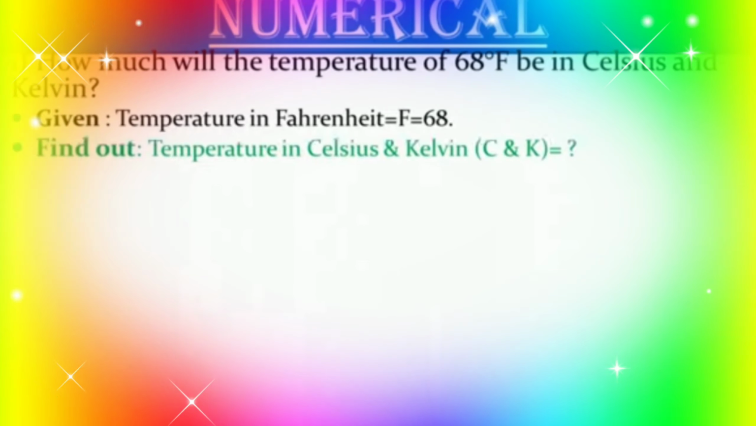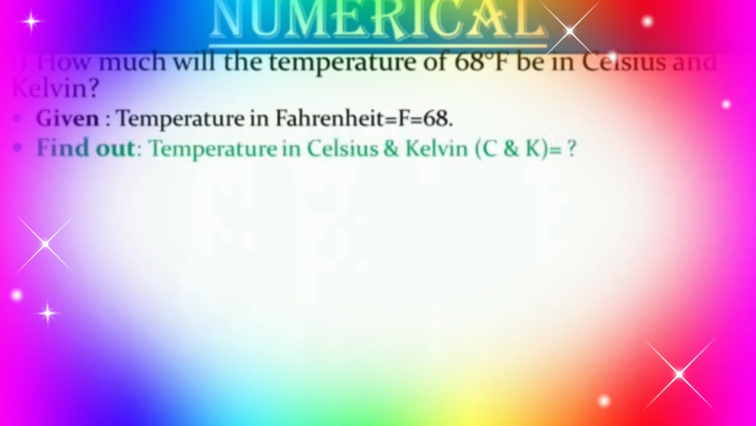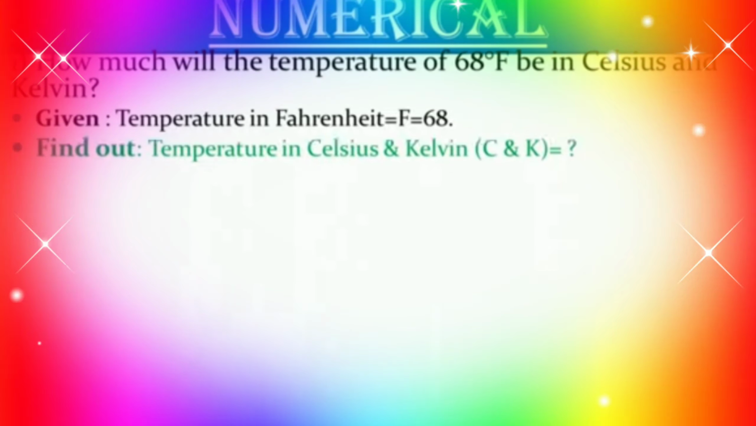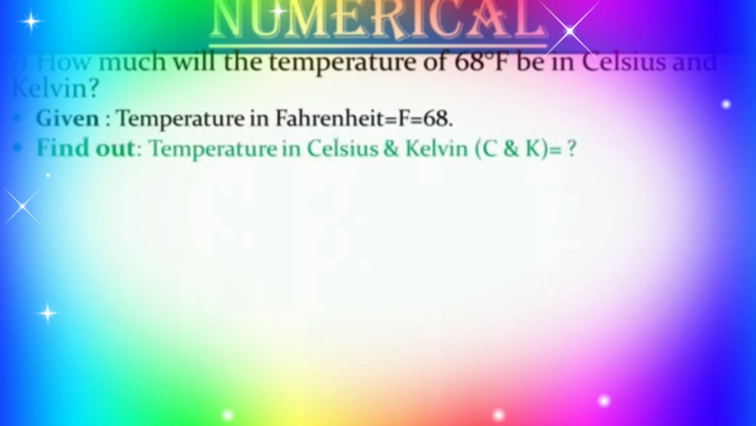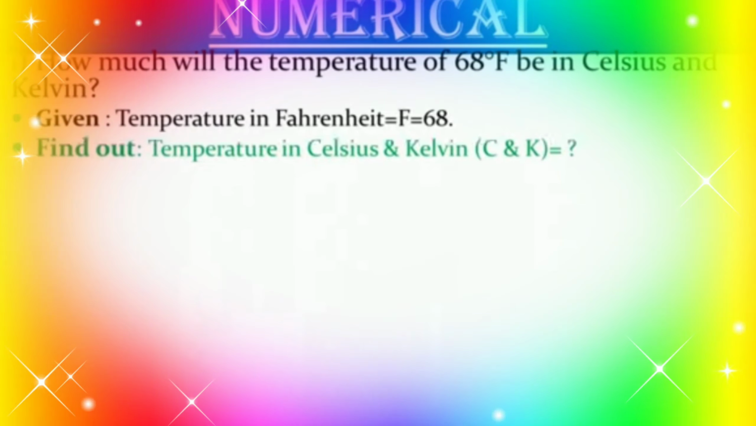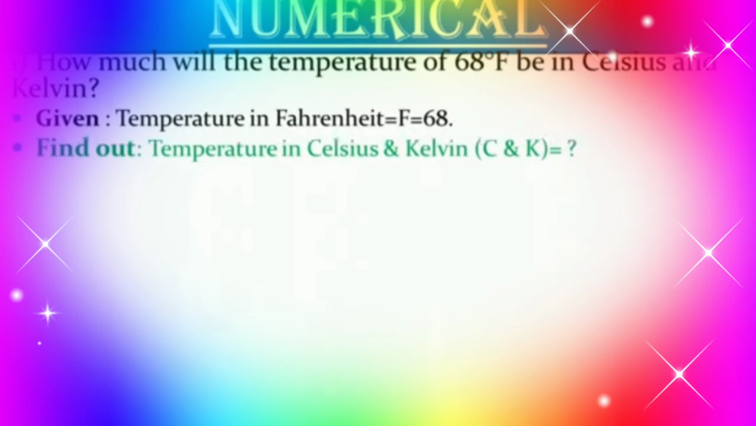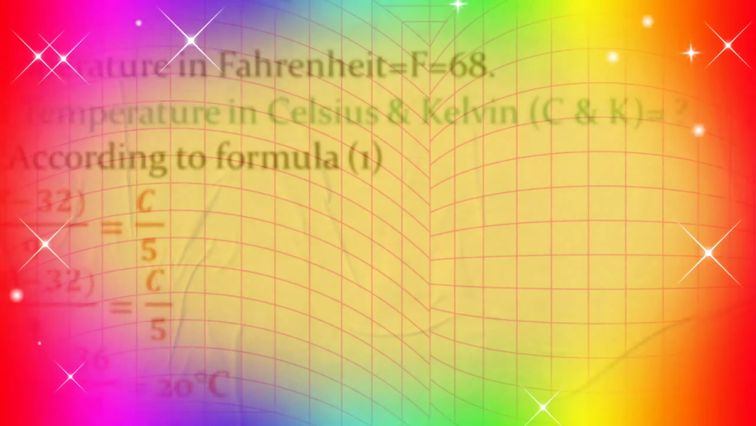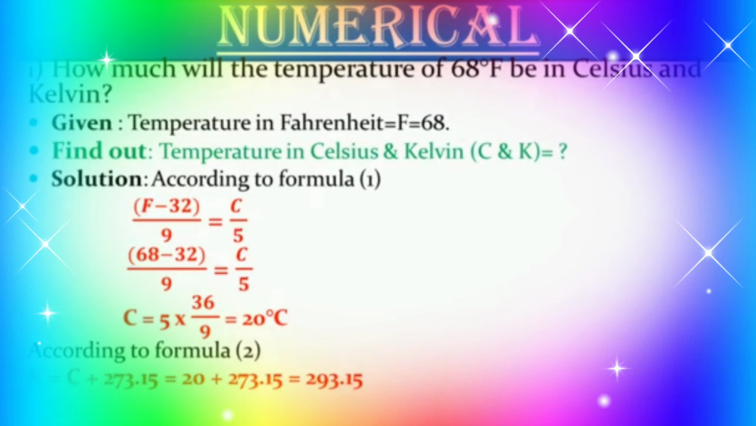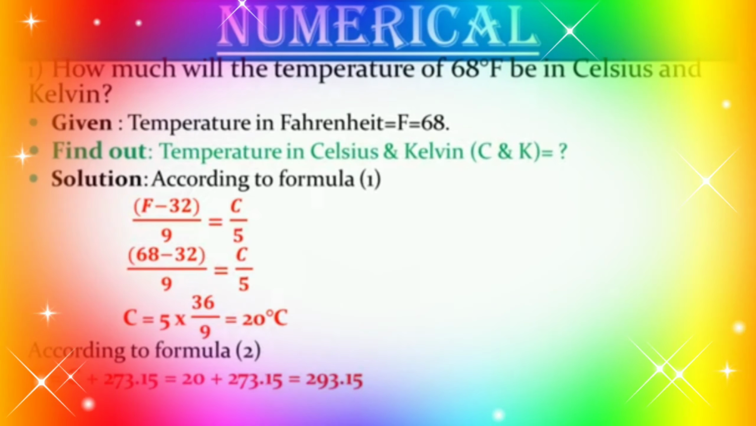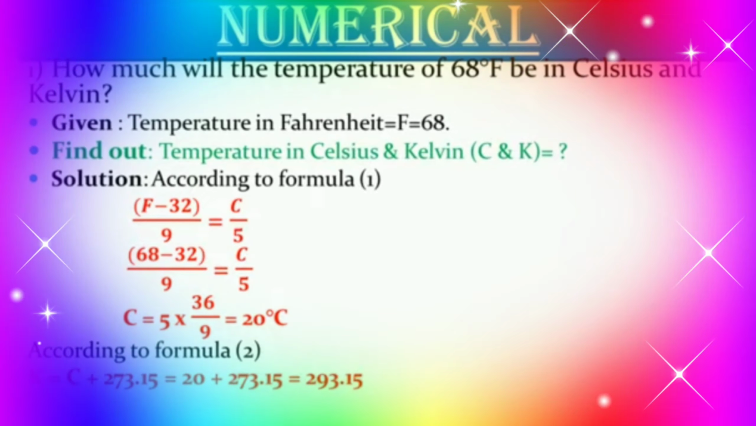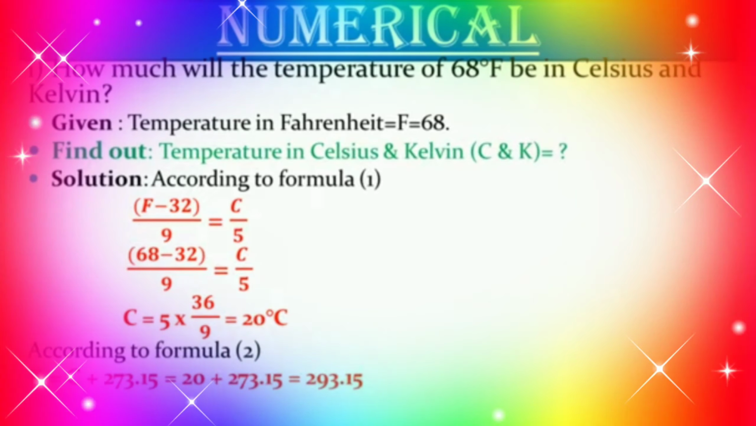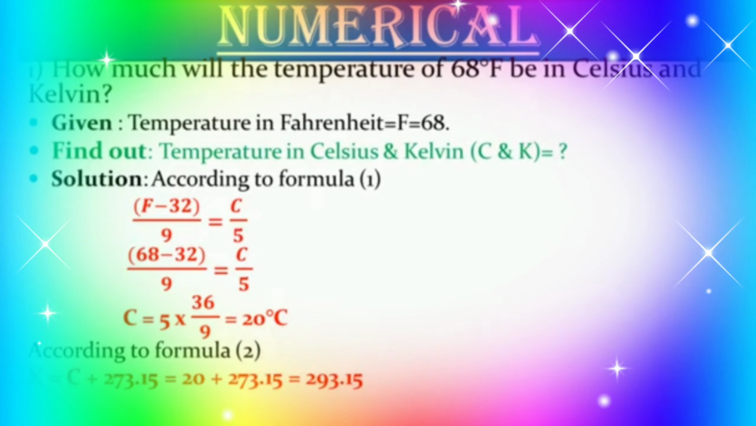The first question is, how much will the temperature of 68 degree Fahrenheit be in Celsius and Kelvin? So see students, given is temperature in Fahrenheit, that is F equal to 68. Temperature in Celsius is C is equal to question mark. Let us see according to the formula. F minus 32 upon 9 is equal to C upon 5. 68 minus 32 upon 9 is equal to C upon 5. Let us take C. C equal to 5 into 36 upon 9 is equal to 20 degrees Celsius.